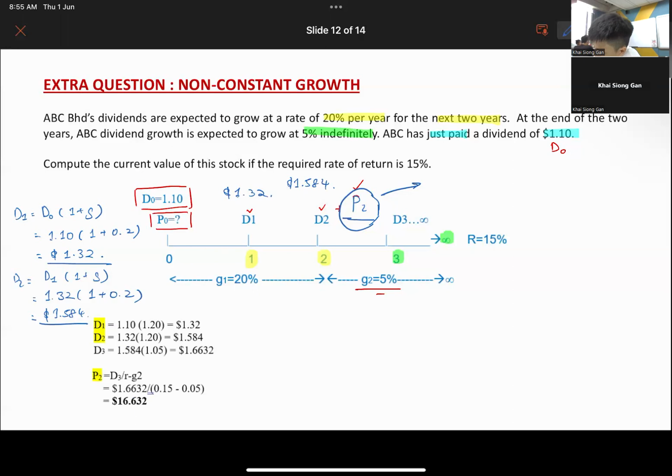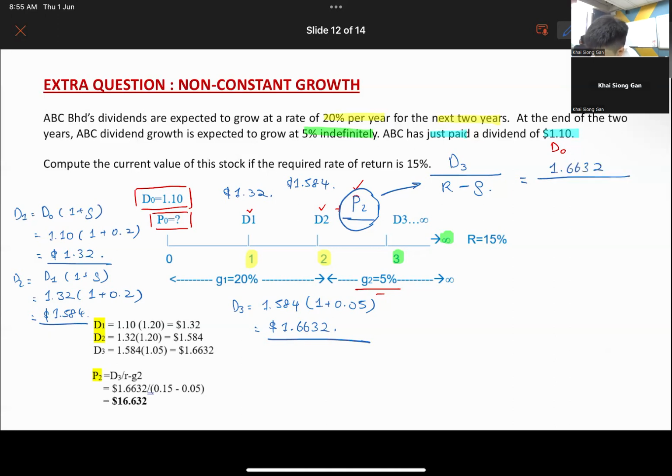So therefore, to calculate this P2, I will use my dividends in year 3 divided by R minus G. But the thing is, I don't have D3 yet, so I have to calculate my D3. D3 equals 1.584 bracket 1 plus 5%, so 0.05. Calculate it, I will get 1.6632. So that's my D3. So now I can calculate already. This is 1.6632 divided by required rate of return is 15%, so 0.15 minus the growth rate, which is 0.05, and then put that into a calculator, you will get 16.632. That's the P2 value.